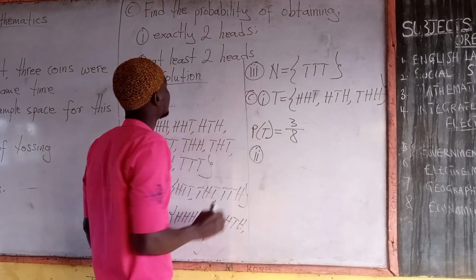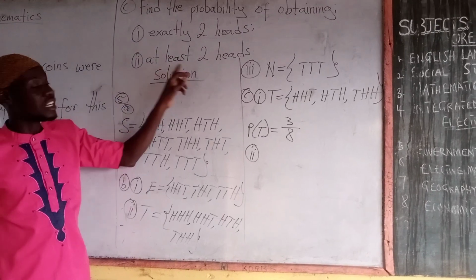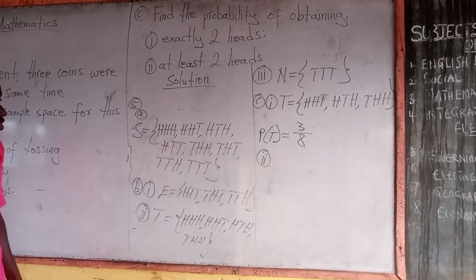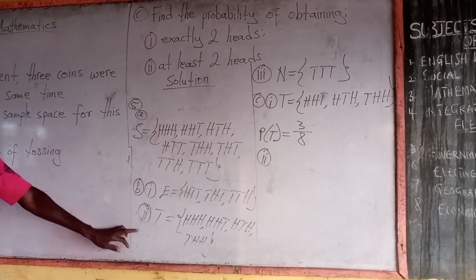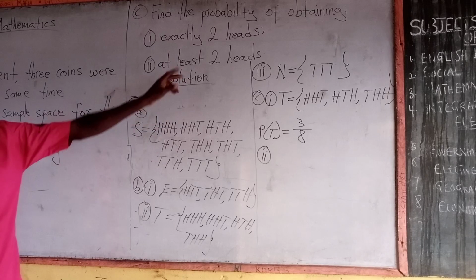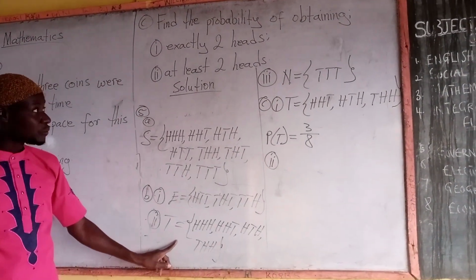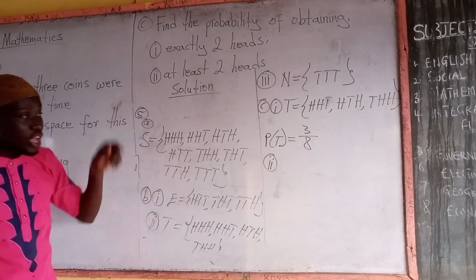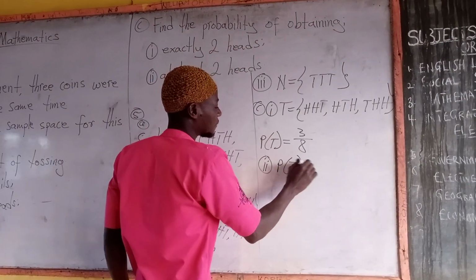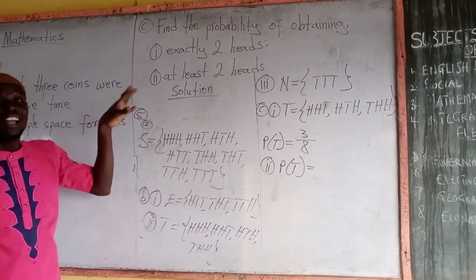Now number 2 in C. It said that we should find the probability of obtaining at least 2 heads. Now we have found in B, II, the event for tossing at least 2 heads. So we can easily use that one to find the probability for obtaining at least 2 heads.